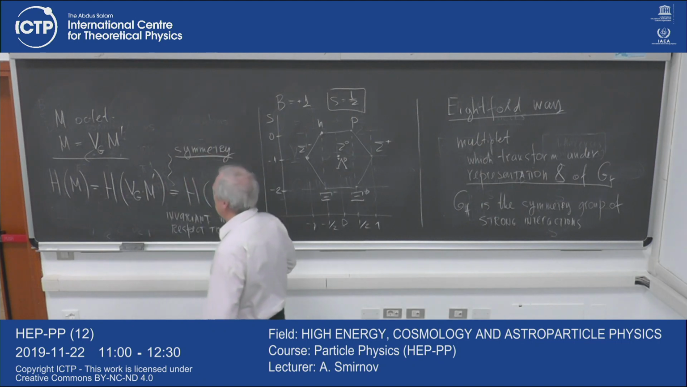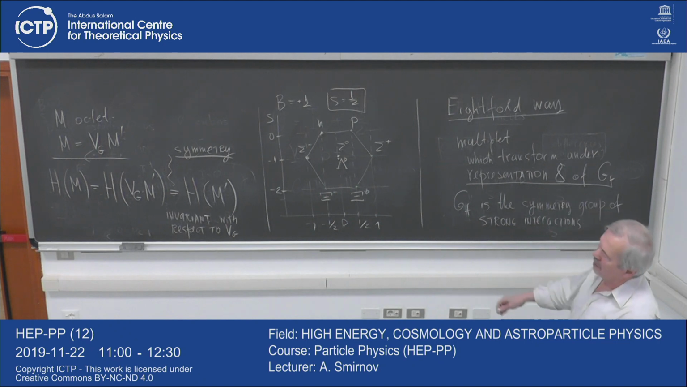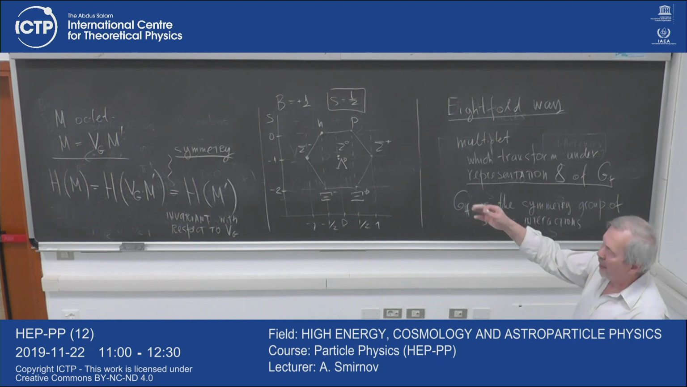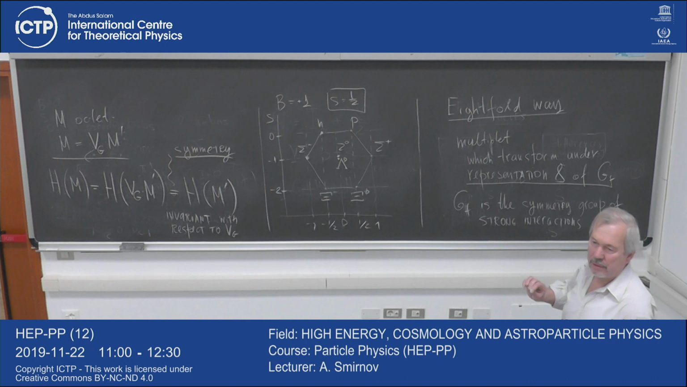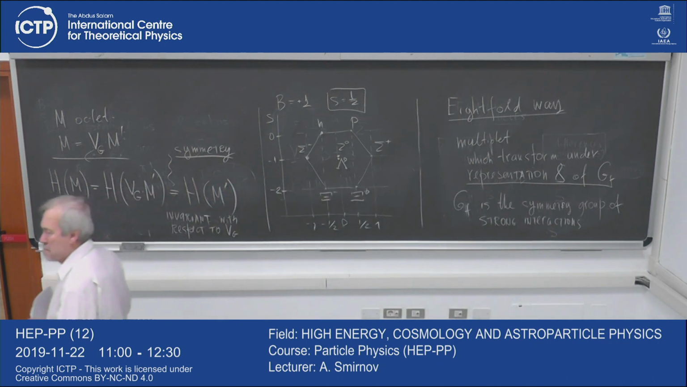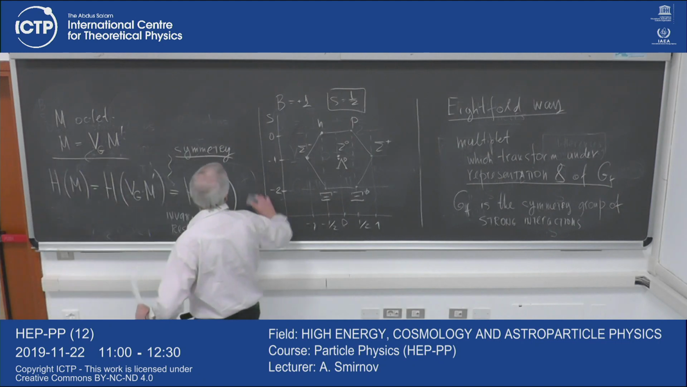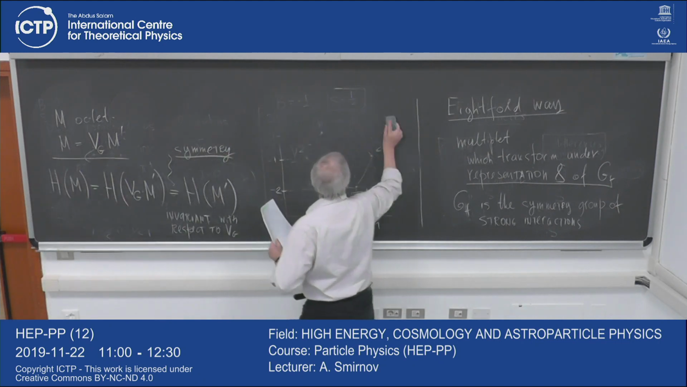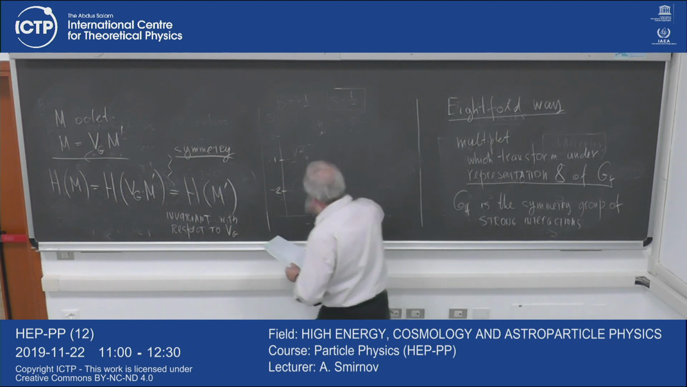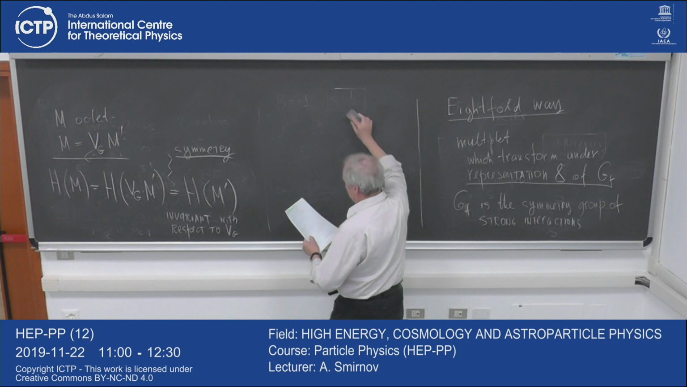And so G is the symmetry of this Hamiltonian if we have this invariance for all elements of the group. Okay? Like in the case of isospin. Now, what is this group G_F in this case?